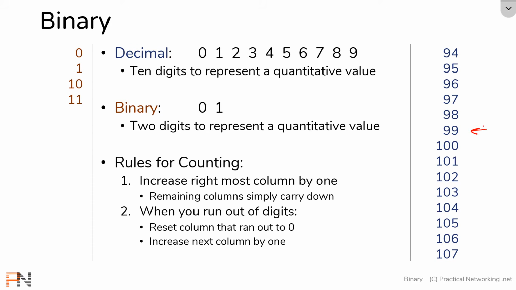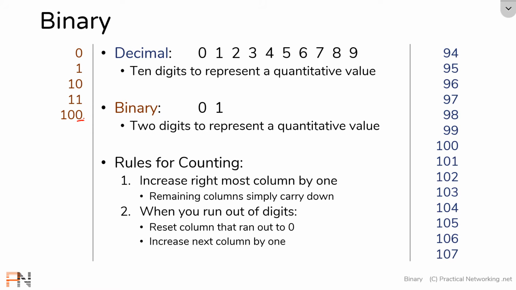just like we did over here, we can't increase that guy, so that guy becomes a 0. We can't increase that guy, so this guy becomes a 0. The next column over has to be increased by 1, bringing us to binary 100. From here, the process continues.